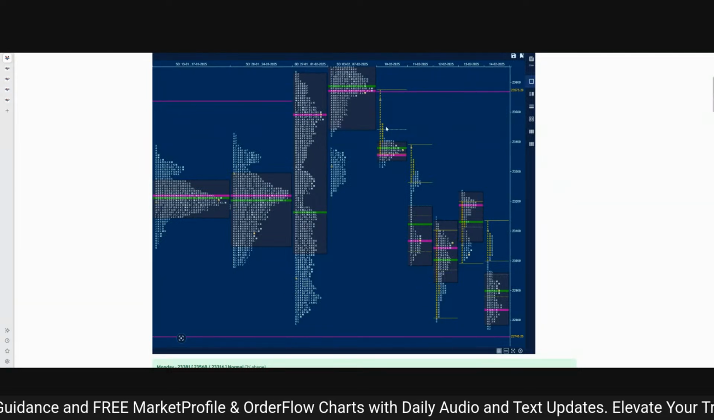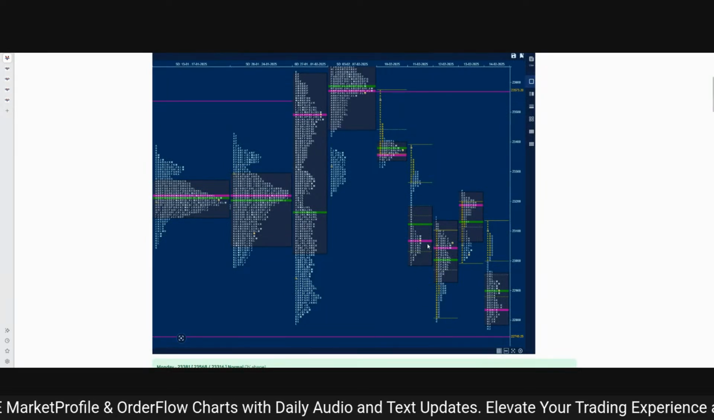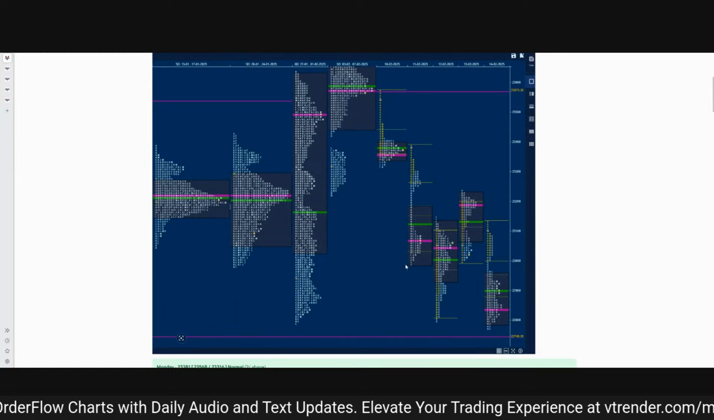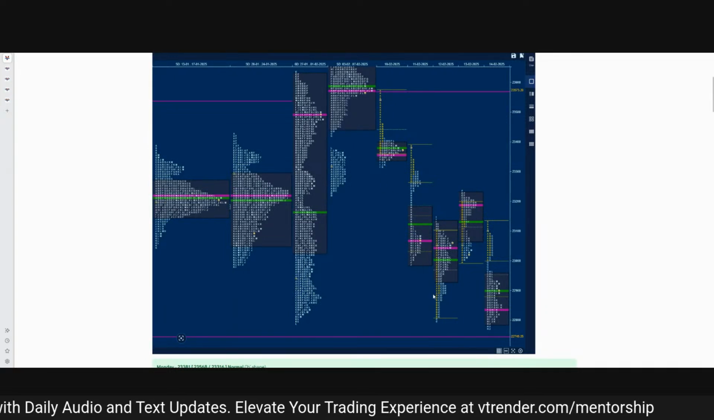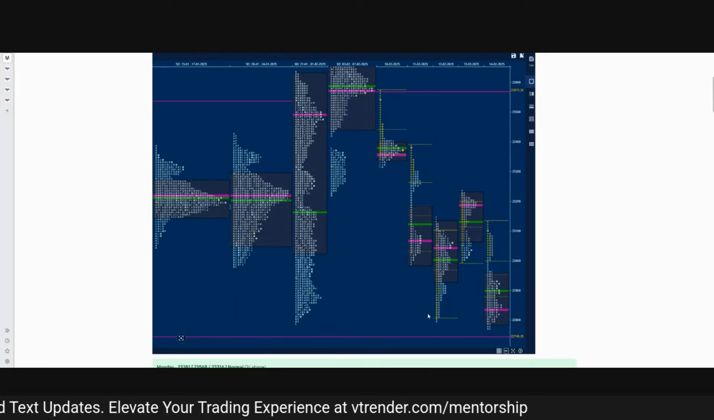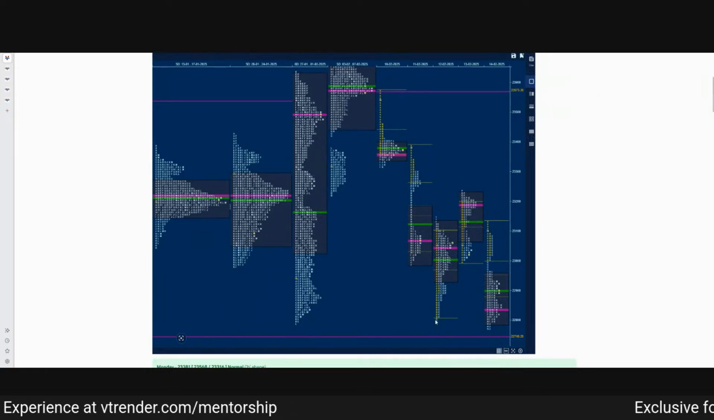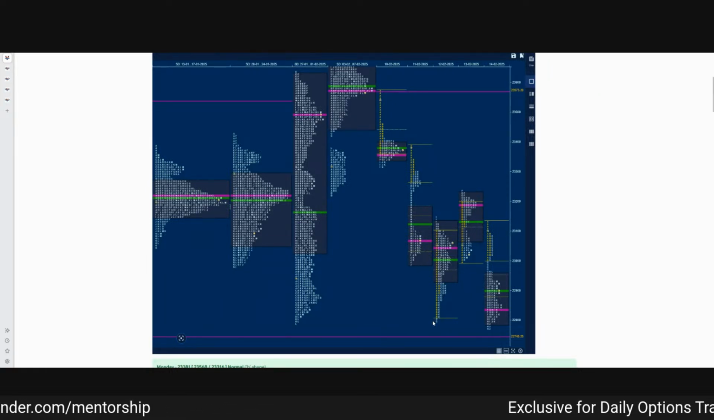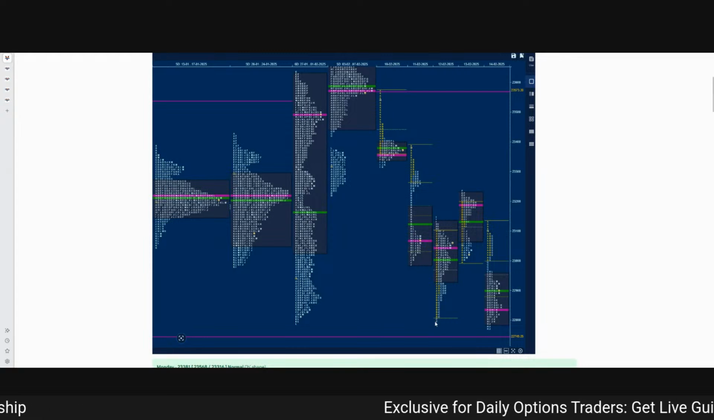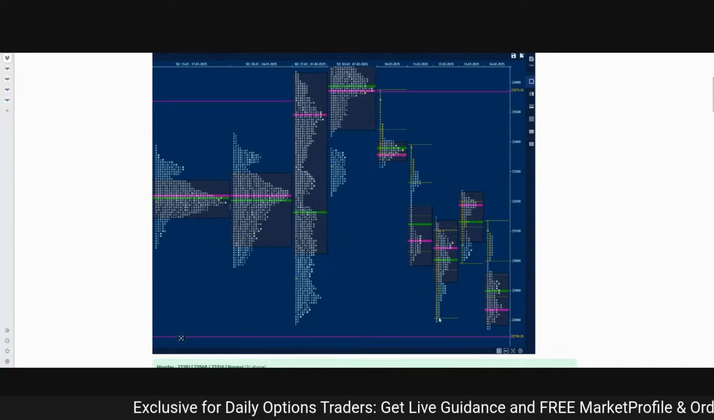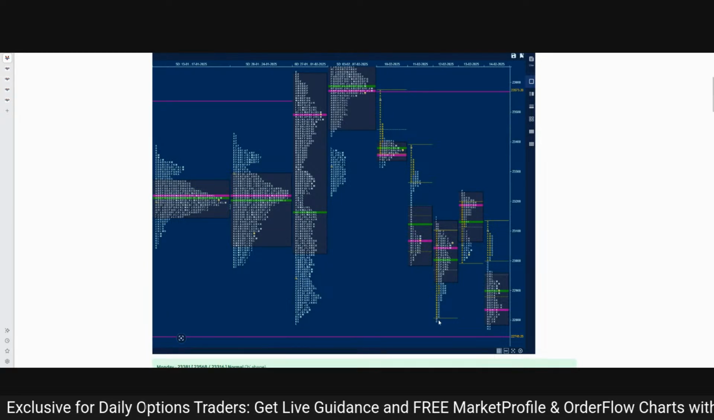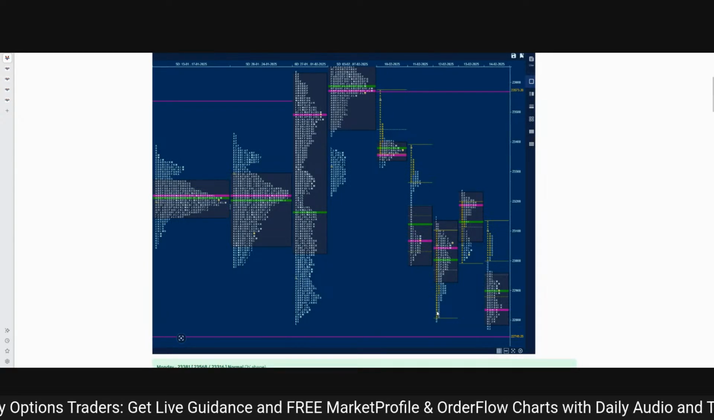So although the main trend was to the downside, because of the imbalance down, most of the inventory had gotten too short, and because of which it was getting exhausted. And then when we saw this initial balance being extended, it got rejected and it came back into the IB, the initial balance. So that is what gave us this failed auction, and this failed auction gave us a target.